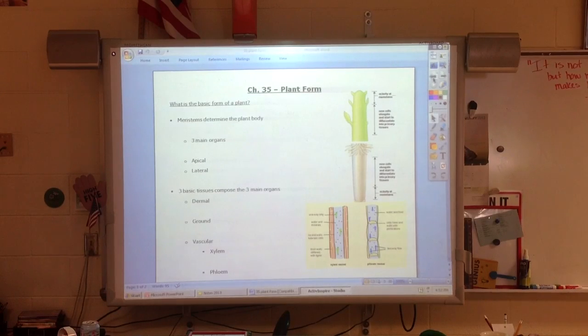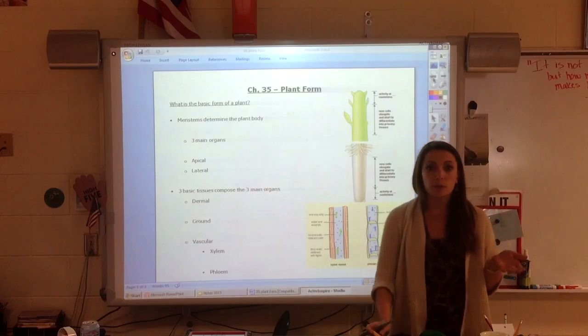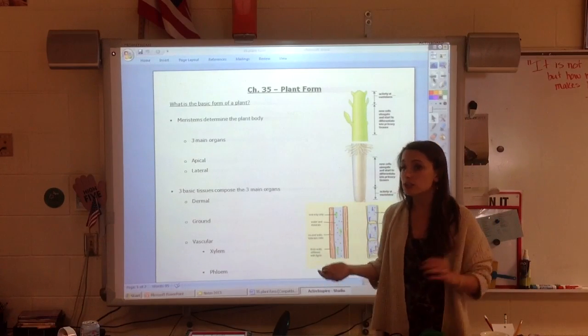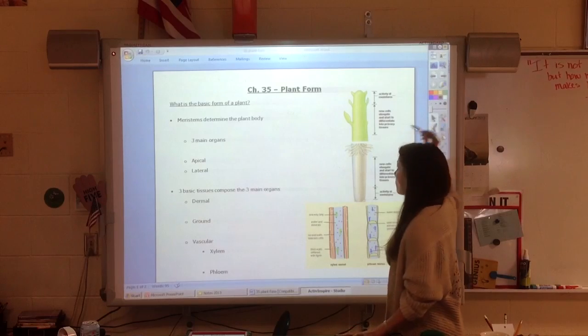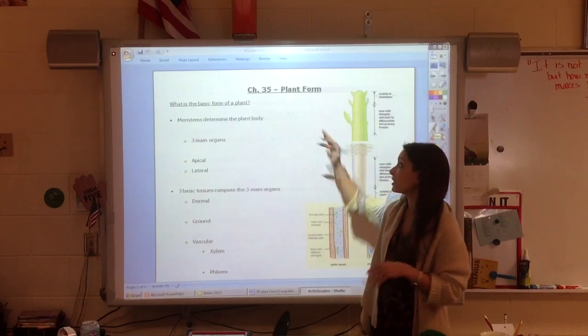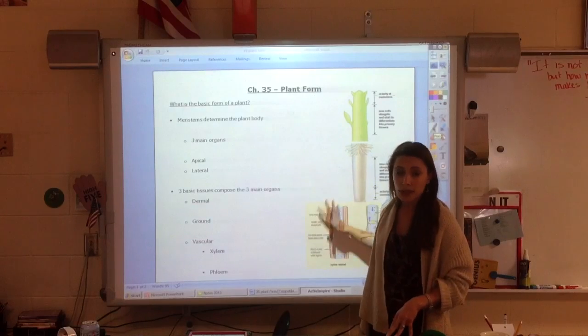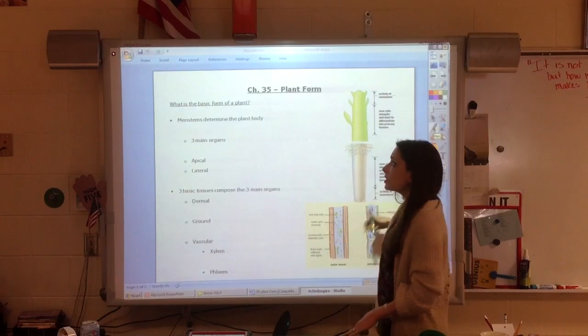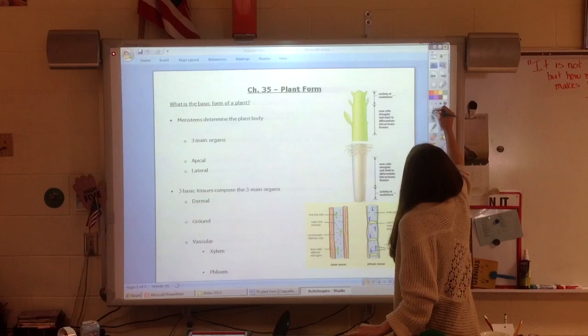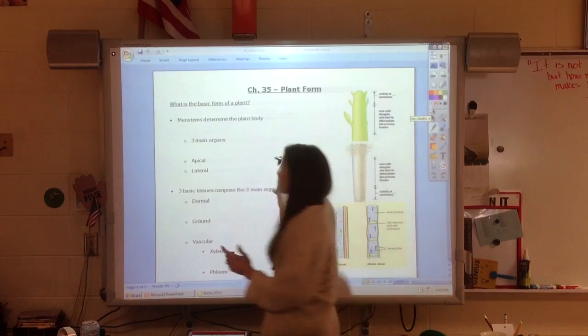When we talk about plants, it's really easy to think of the plants that we're familiar with. Large trees, bushes, flowers. But it turns out that we're going to see a lot of unity and diversity in plant form, or how plants are constructed. So, a few things to get us started.